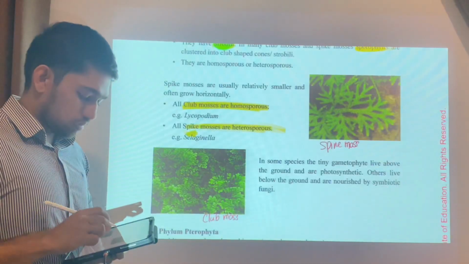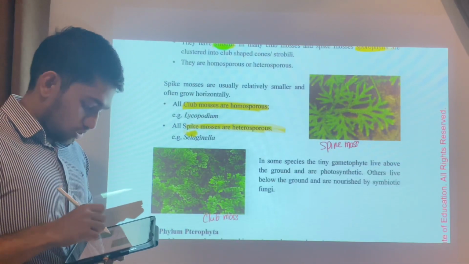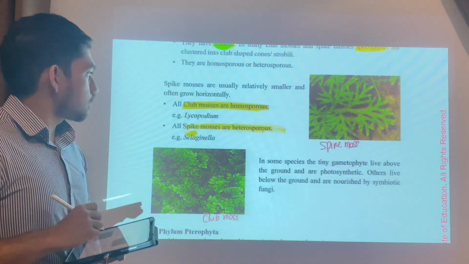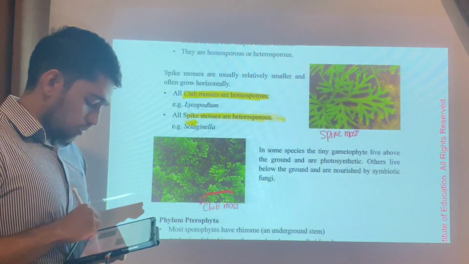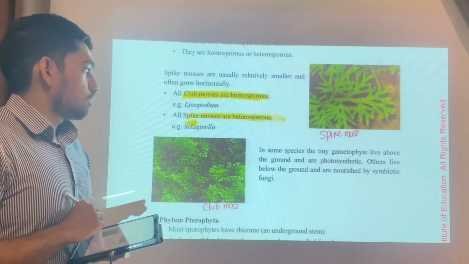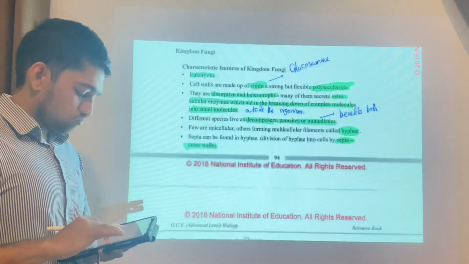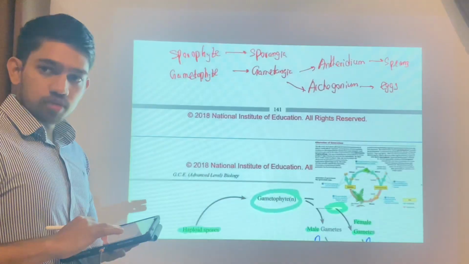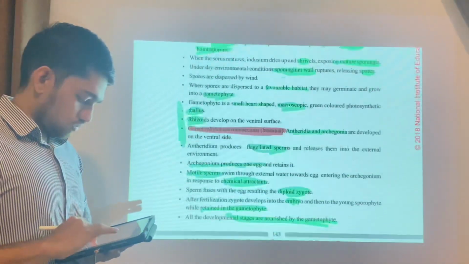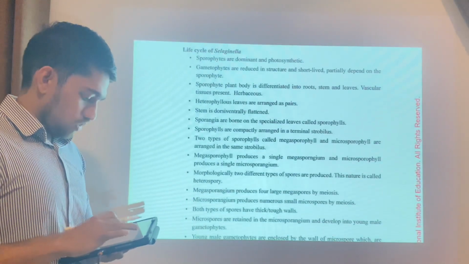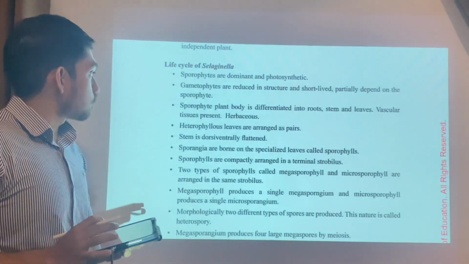So we have two diagrams. This is a spike moss such as Selaginella, and this is the diagram of club moss. Okay. Now let's move on to what is there in your plant form under Selaginella life cycle. Right. So there's again a description.